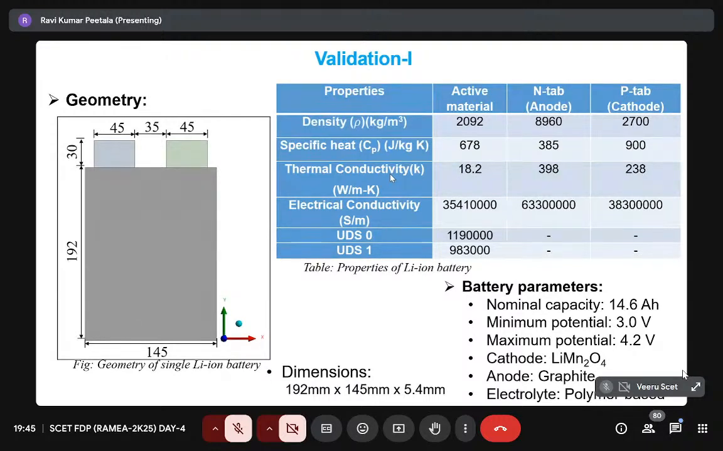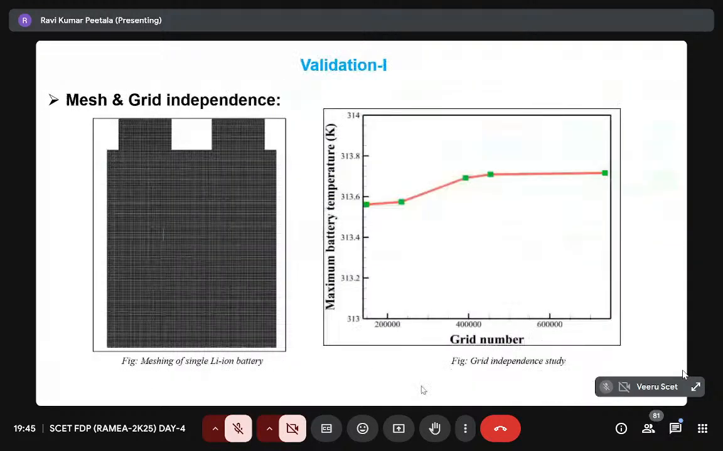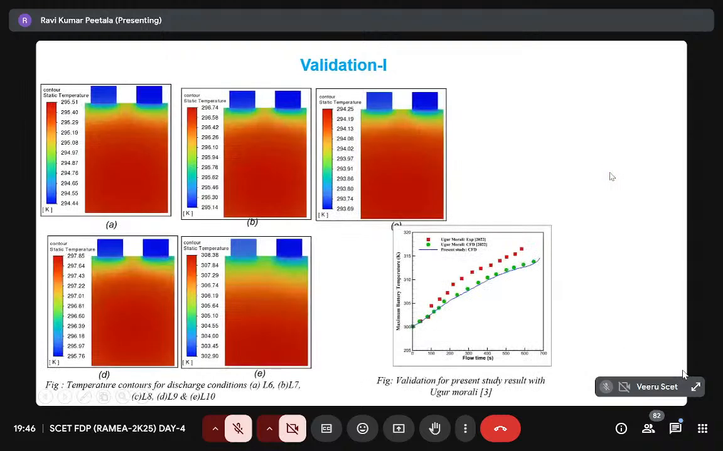The dimensions are as shown here. So these are the battery materials and the properties. We did the grid independence study. Numerically, we ran the simulations, and we found there is no change further after 40 lakh grid. So we choose 40,000 as the grid size, and we validated our results with Ogar Mulari, who published in 2022. So it is matching well.